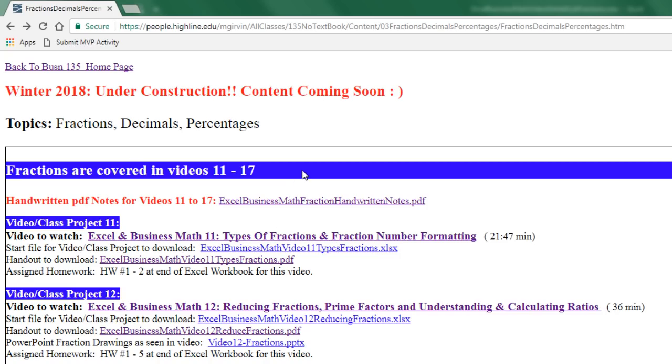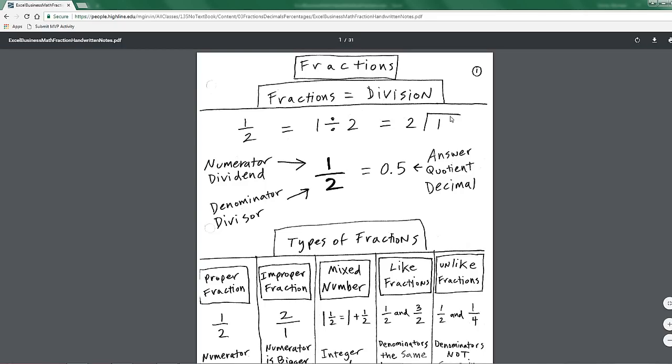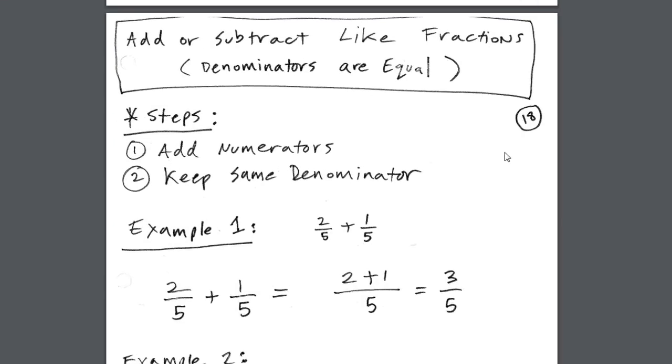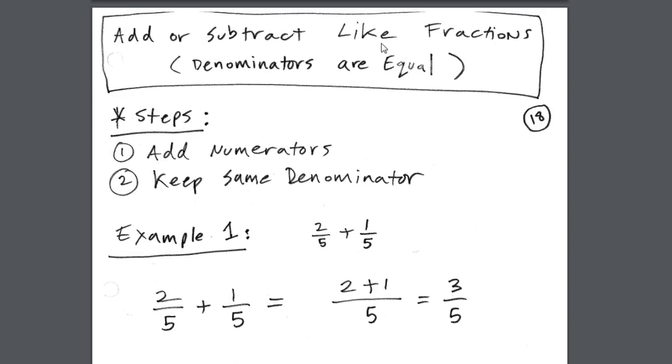All right, here's our website, and you can click the link below the video. We want the PDF notes for videos 11 to 17. So I'm going to click on this, and we have to go to page 18. And here it is, page 18. Add or subtract like fractions. Remember, like fractions means they like each other. No, no, no. A like fraction means the denominators are equal.